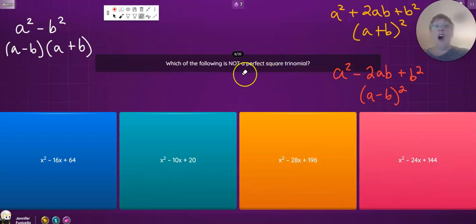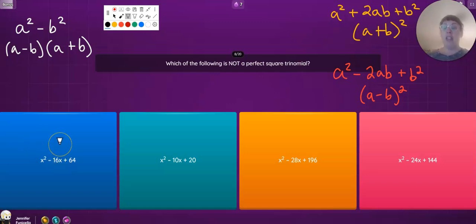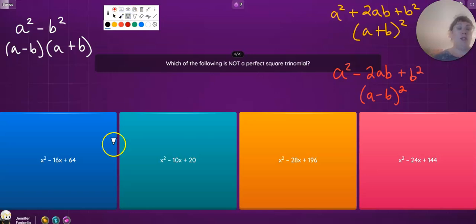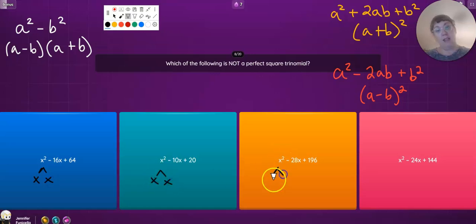Which of the following is not a perfect square trinomial? Okay, so first thing, they have to have 3 terms. 1, 2, 3, 1, 2, 3, 1, 2, 3, 1, 2, 3. So that's all good. They all have 3 terms. They're all trinomials. Now the first term has to be a perfect square. This is x times x. This is x times x. This is x times x, and this is x times x. So they all start with a perfect square.